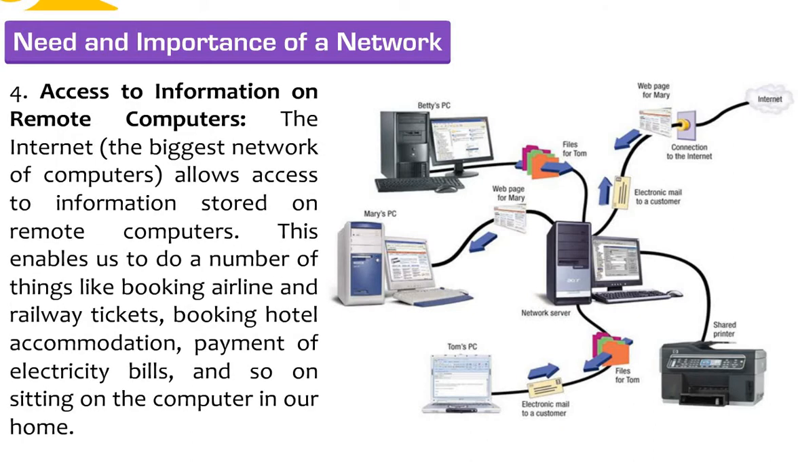Access to information on remote computers. The Internet, the biggest network of computers, allows access to information stored on remote computers. This enables us to do a number of things like booking airline and railway tickets, booking hotel accommodation, payment of electricity bills, and so on, sitting on the computer in our home.